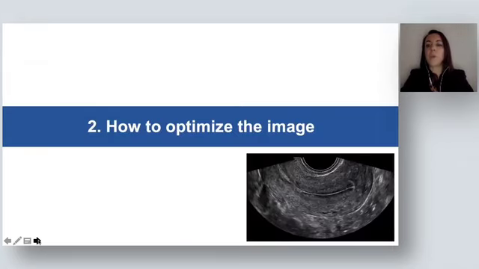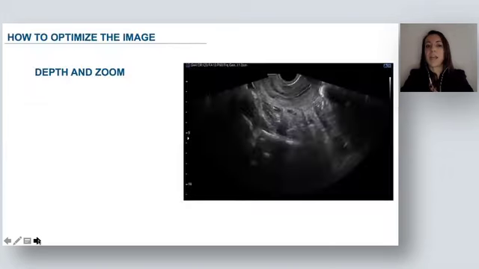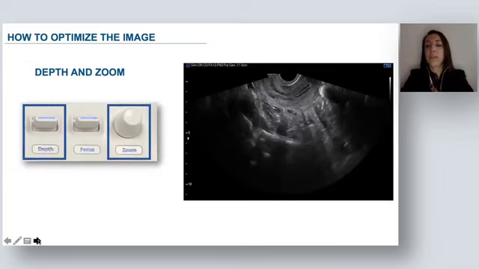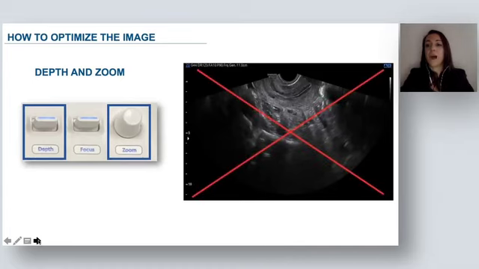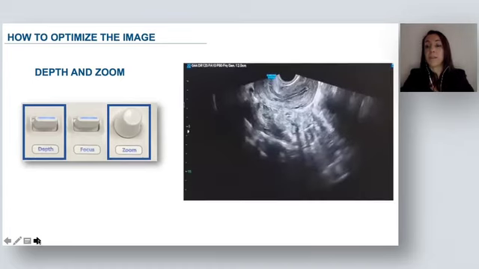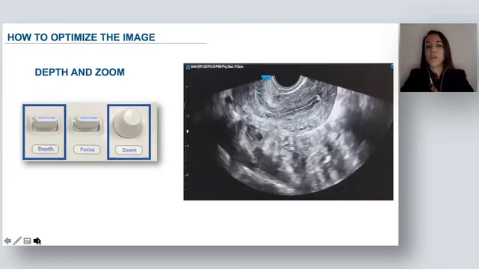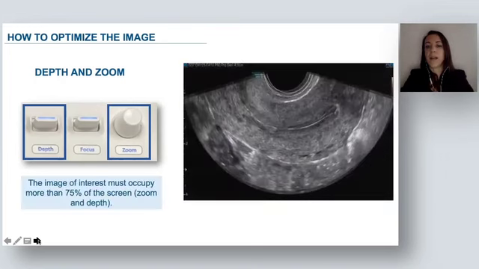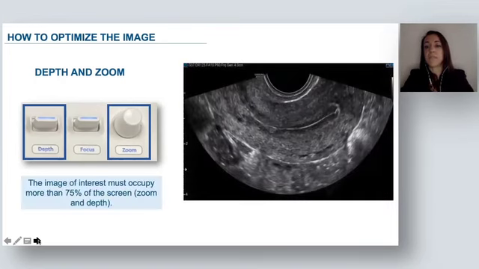Now, how to optimize the image? It's very important to use depth and zoom to obtain the image. This is an example of how to obtain the correct image of the uterus using depth and zoom. The image of interest, as the uterus in this case, must occupy more than 75% of the screen.